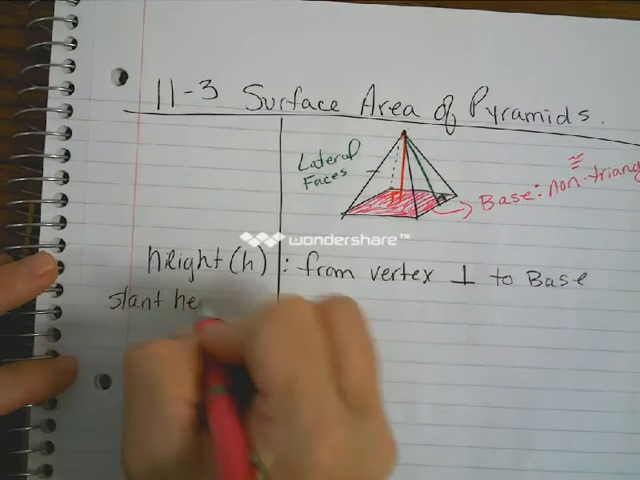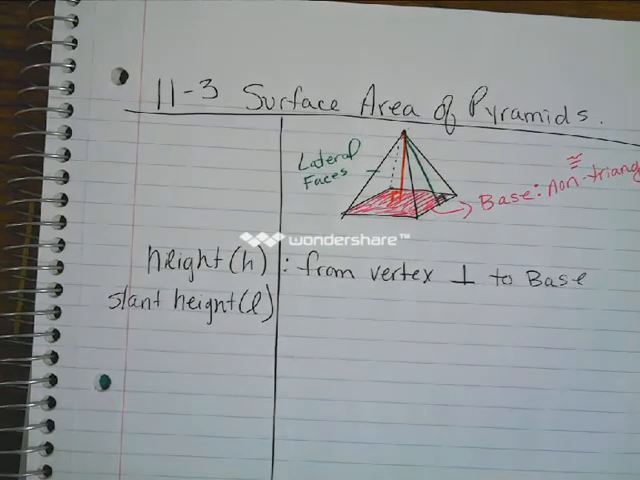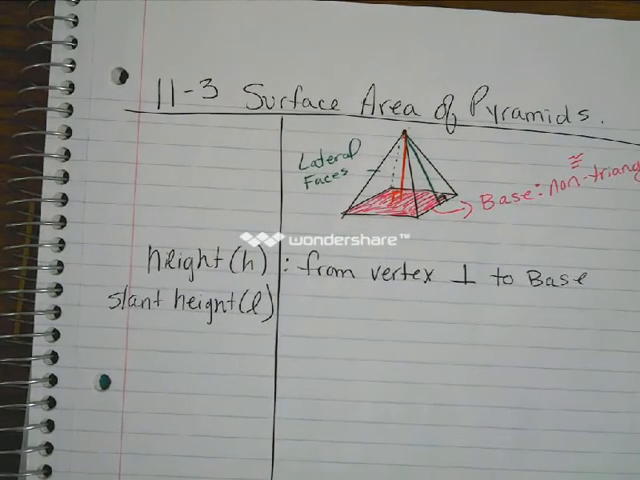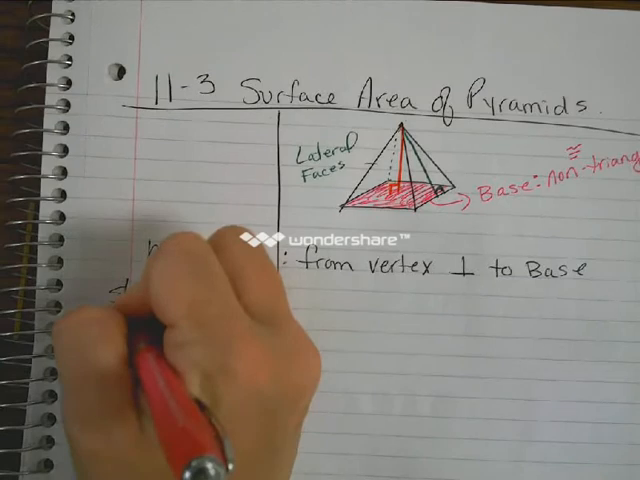They can't use H because H is already taken. The reason why they use L, I'm guessing, is because of the L in the word slant. They can't use S because S is most commonly used for a side length. So they didn't use S, so they picked L since it's the second letter.